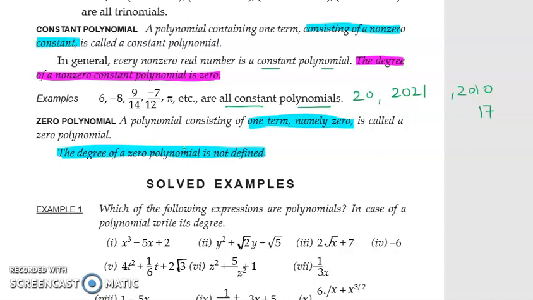Constant polynomials will have numbers, except 0. And the zero polynomial is what? A polynomial consisting of one term, namely 0. If I write this 0, it is a zero polynomial, and its degree is not defined.